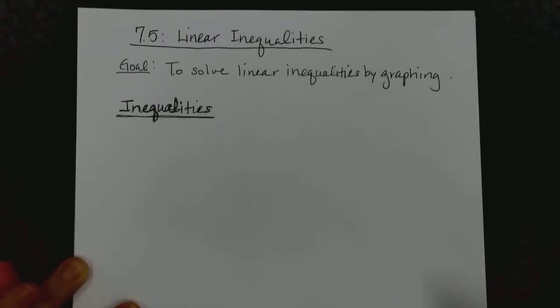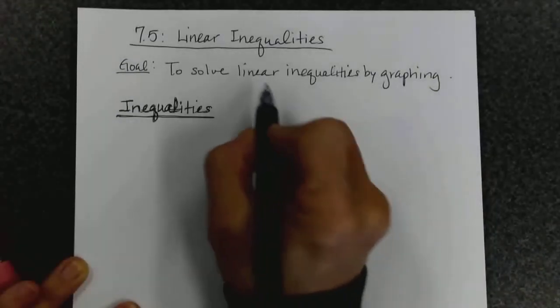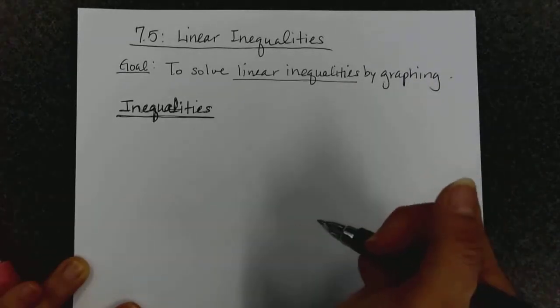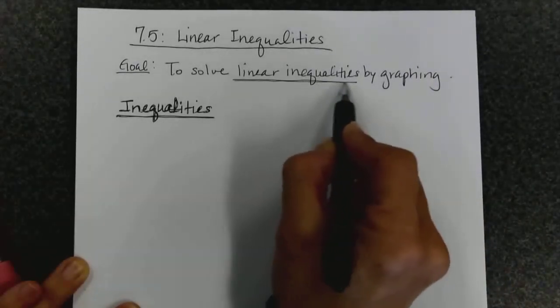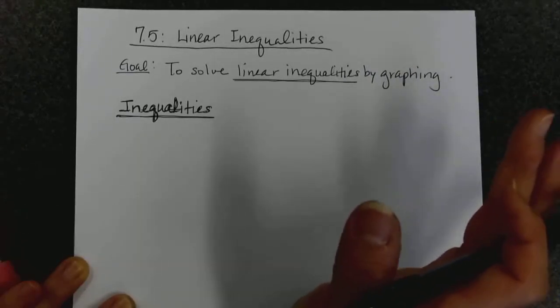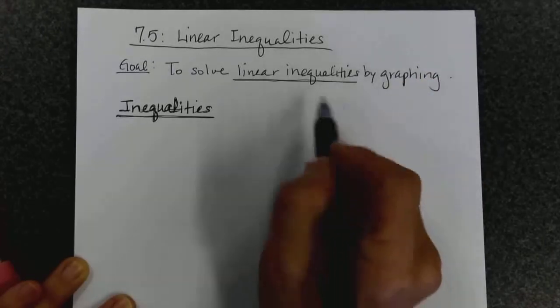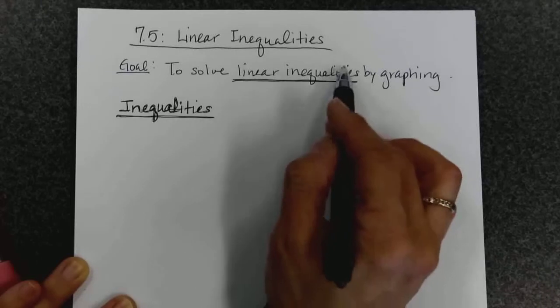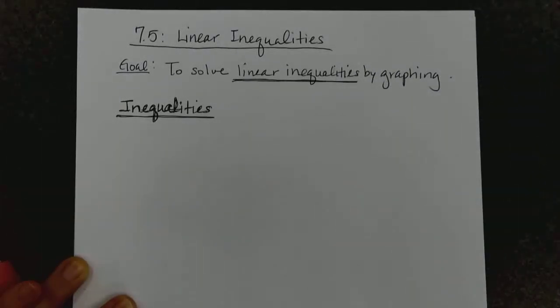In section 7.5, linear inequalities, your goal for today is to solve linear inequalities by graphing. So let's talk about linear inequality. Linear means line, and this line will represent all the points that are on the graph, but also other points that are either less than or greater than or equal to, which is indicated by the inequalities.